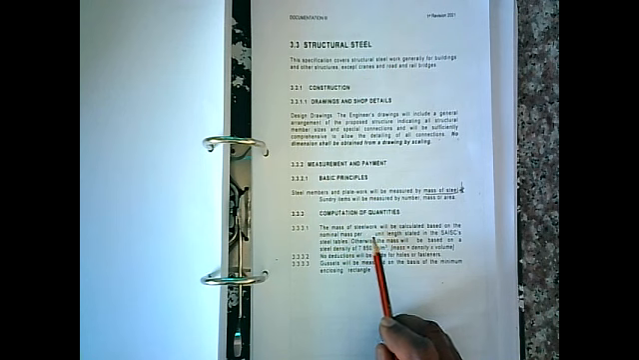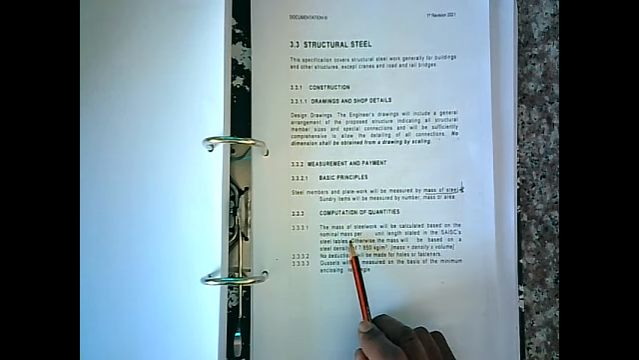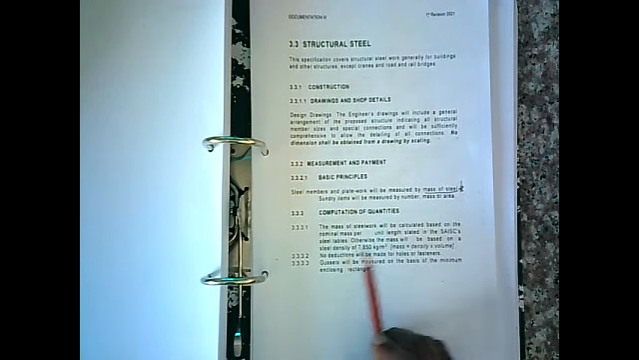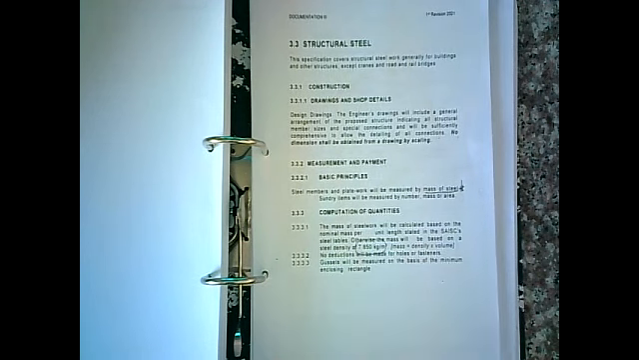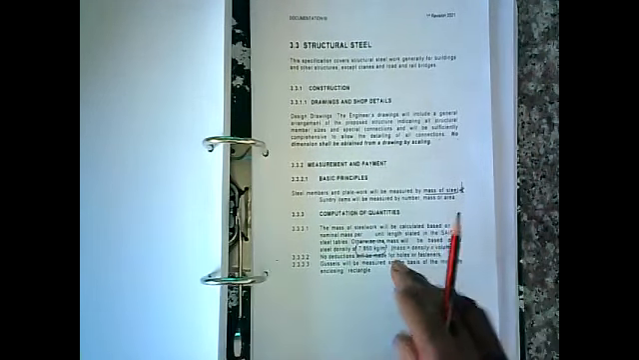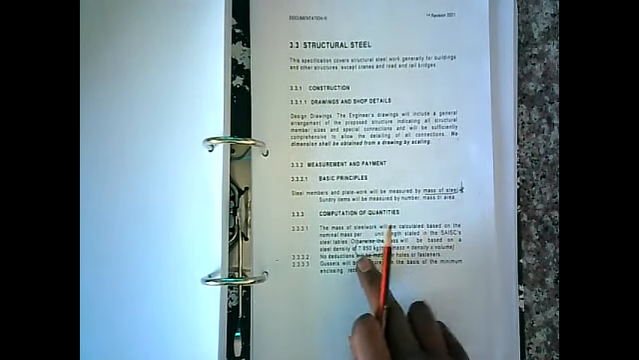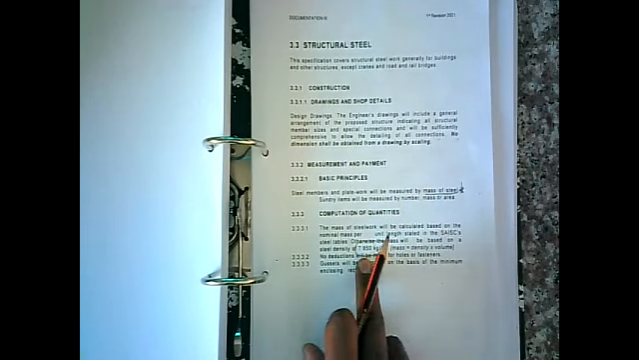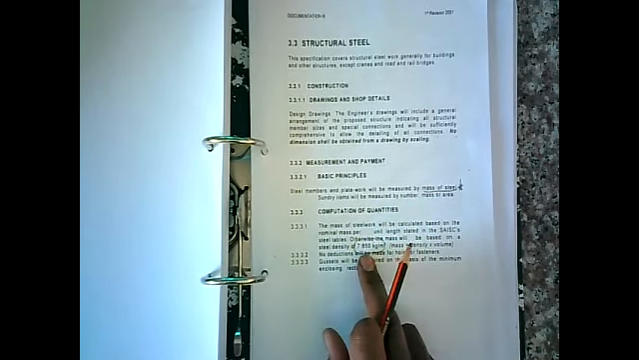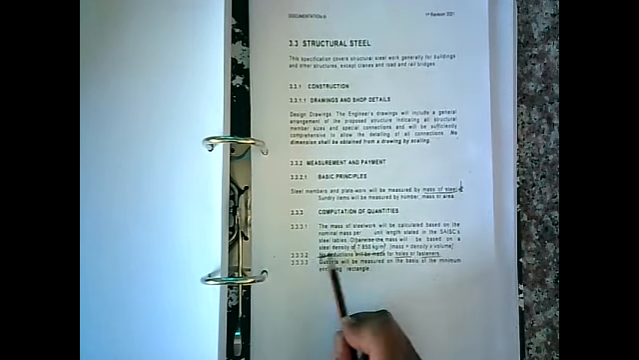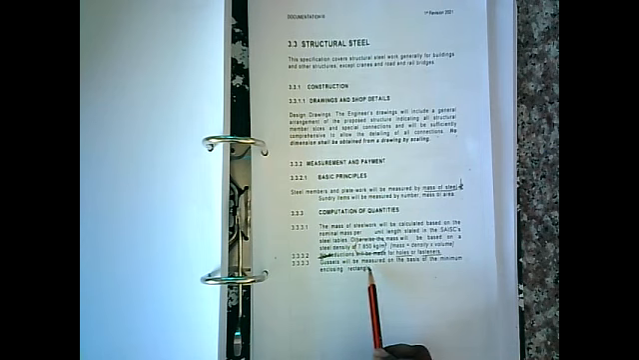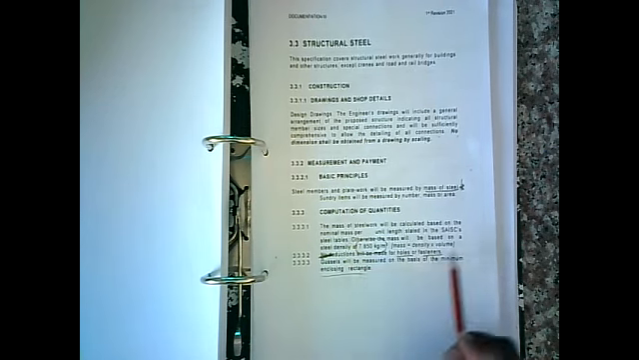The mass of steelwork will be calculated based on the nominal mass per unit length stated in SAISC steel tables. Otherwise, the mass will be based on steel density of that value, 7850 kg per cubic meter. Now, I want you to commit that to memory because this is a constant that we're going to be using. All right, no deductions will be made for holes and fasteners, no deductions. Gussets will be measured on the basis of the minimum enclosing rectangle.